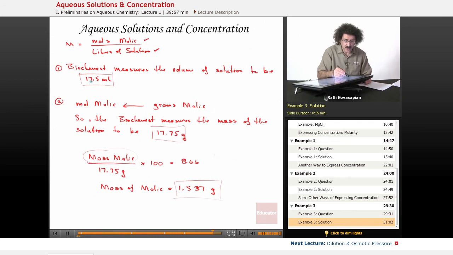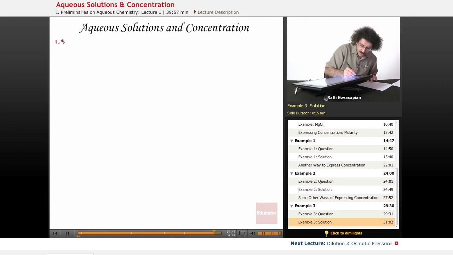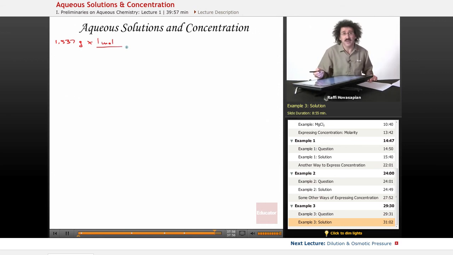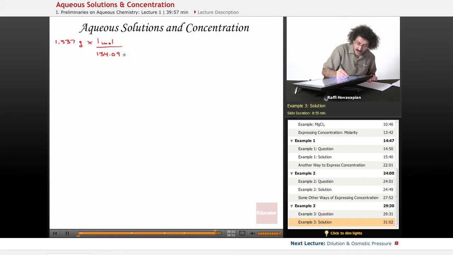I have 1.537 grams. That's my mass of malic acid. I have my liters of solution, 17.5 mL. Now I just make sure that the units are appropriate. This is my mass of malic acid. I still have to do the conversion to moles. So let's do that. So I've got 1.537 grams of malic acid times 1 mole. And again, I look it up if the problem doesn't give it to me. 134.09 grams. This is just basic stoichiometry. And I get 0.0115 moles of malic acid.